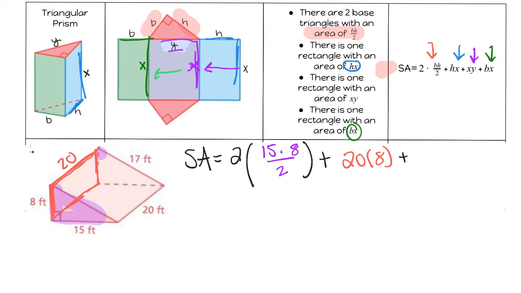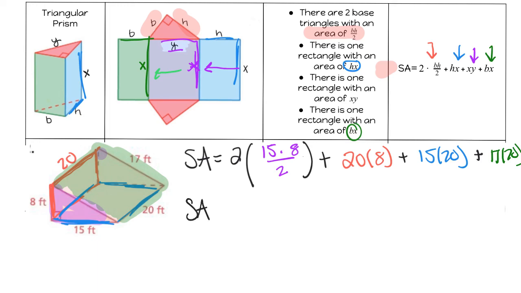Plus, let's do this bottom rectangle. It's a 15 by 20. Plus, this rectangle on top of it all is 17 by 20. So up here I'm multiplying by 2 and dividing by 2, so those cancel out. And I just have 15 times 8.